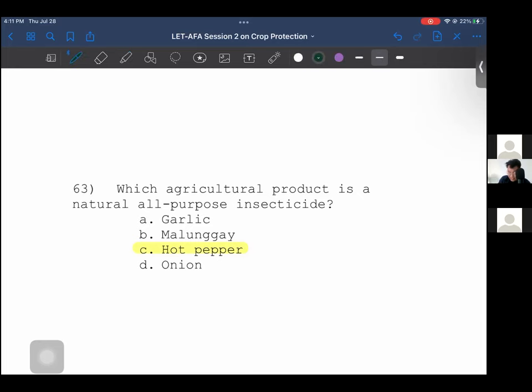Capsaicin or capsicum. Capsaicin. Okay. Dahil meron siyang capsaicin, ayun yung active ingredient. Kaya siya harmful sa mga insects, pests, ganyan. Tayo pa nga lang, di ba? Kapag nakakaamoy na tayo ng pepper, na-hatching na tayo, kaya sobrang sakit na sa kamay, sobrang hapdi na. So that is the reason why it is an all-purpose insecticide.